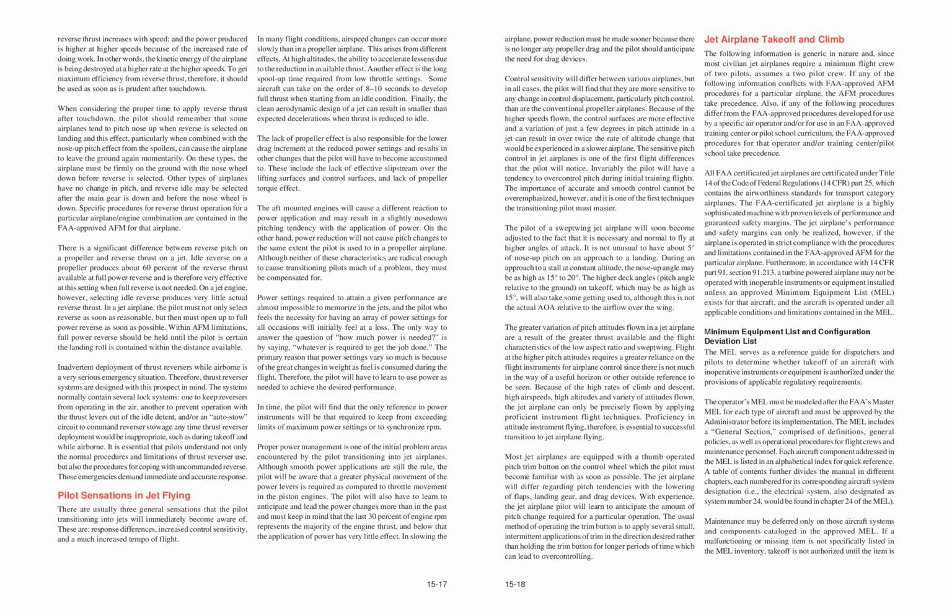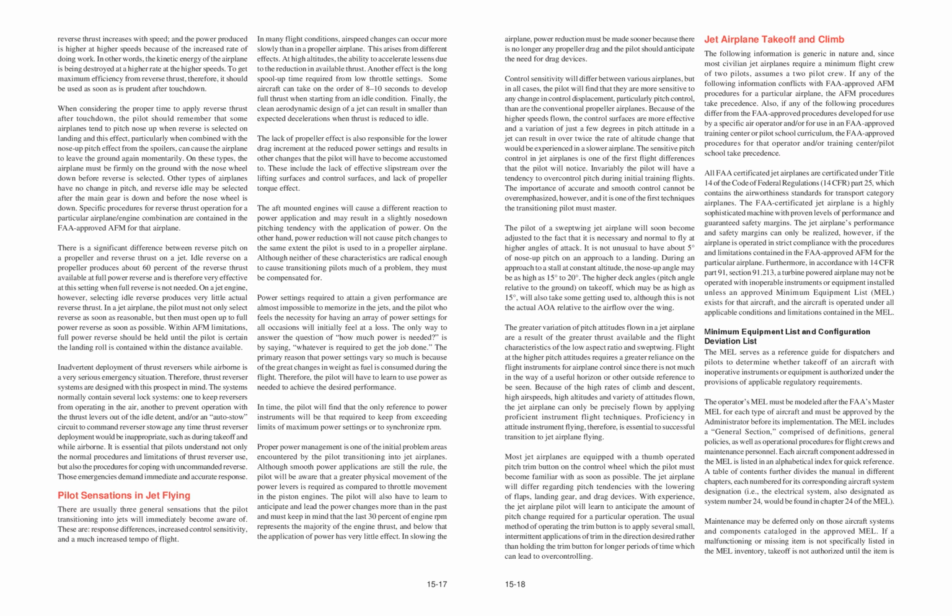The pilot of a swept-wing jet airplane will soon become adjusted to the fact that it is necessary and normal to fly at higher angles of attack. It is not unusual to have about 5 degrees of nose-up pitch on an approach to a landing. During an approach to a stall at constant altitude, the nose-up angle may be as high as 15 degrees to 20 degrees. The higher deck angles, pitch angle relative to the ground, on takeoff, which may be as high as 15 degrees, will also take some getting used to, although this is not the actual angle relative to the airflow over the wing. The greater variation of pitch attitudes flown in a jet airplane are a result of the greater thrust available and the flight characteristics of the low aspect ratio and swept wing.